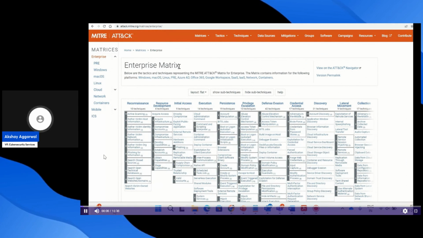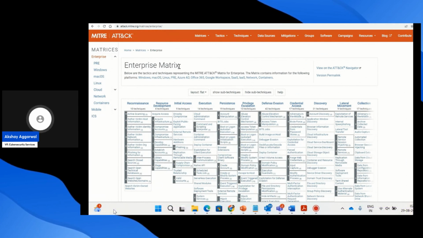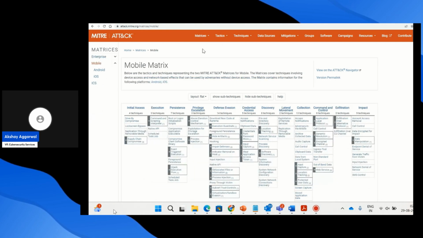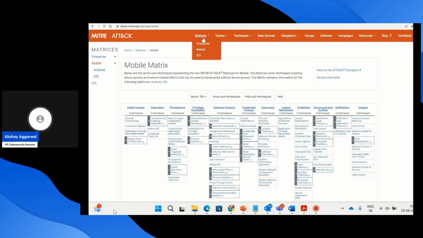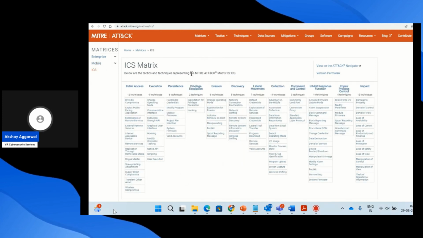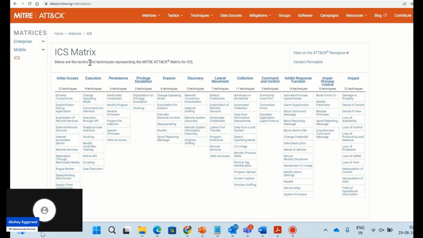Right, so this is the attack.mitre.org website, and on this you will find the ATT&CK for Enterprise. Under these matrices you have enterprise, mobile, and industrial control system matrices as well. So if you're, let's say, looking for a matrix for a mobile application, if you're targeting an Android or iOS application, you can pull out a different matrix. And for industrial control systems, if you're dealing with actuators, sensors, SCADA devices, you can look at the ICS matrix. For this discussion, we are only going to stick to the enterprise matrix.